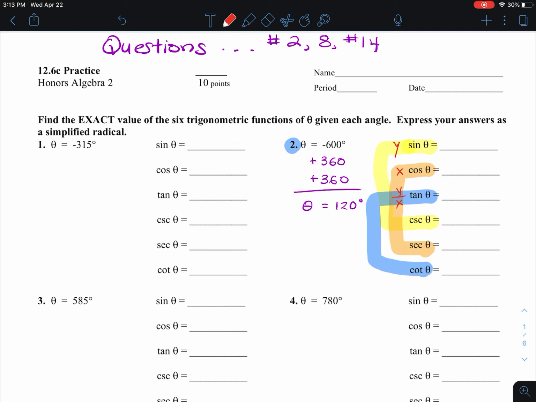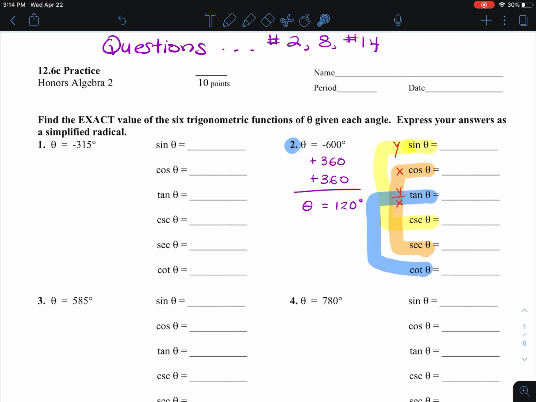So where you're going to start, problem number 2, is if they give you an angle that is not easily identifiable on the unit circle, like negative 600 degrees, you want to continue to add 360, as you see that I did here, until you fall on an angle that you can easily locate on the circle.